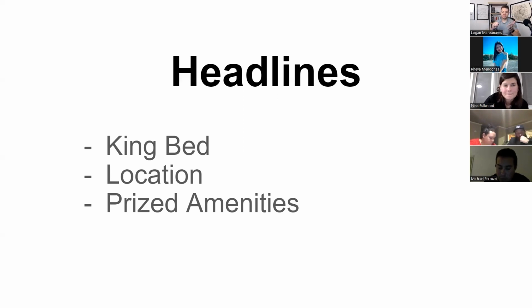And again, prize amenities. If you have a pool, a jacuzzi, something that sets your property apart from other properties. Now, with the amenities, because you can search for amenities, that's not as valuable per se. But something like location and king beds are things that people really want that there's not a search option for. So, headlines.